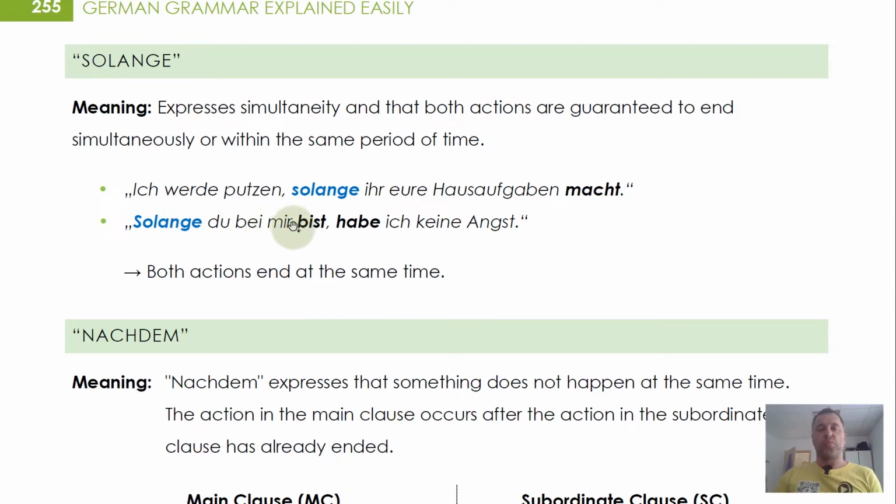And we're not talking about the condition, we're talking about the temporal meaning of as long as. So solange du bei mir bist, habe ich keine Angst. As long as you're with me, I'm not afraid. Means the moment I leave, she's afraid. And here it means I will clean until you've finished your homework. And that means I might not have finished the whole entire house, the entire apartment. Still, there's a room that's still dirty. But the point here is that I will do this until you finish this, and then we probably do something else. The difference here to this is it's guaranteed to end at the same time, while this is more or less at the same time.